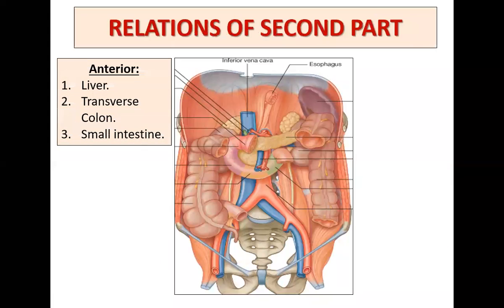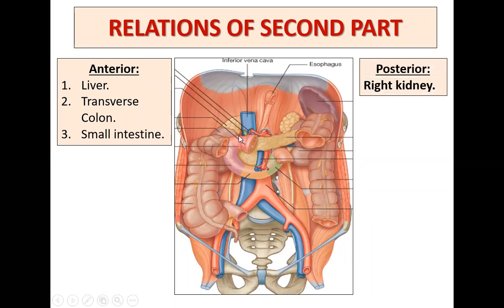Coming to the second part of the relations, anteriorly again there will be liver. Liver has been removed here so that you can appreciate the duodenum. This is the second part of duodenum. Anteriorly it is covered by the liver. Then the transverse colon. If you see here, this is the ascending colon, this is the transverse colon, which is running anterior to them. Then the coils of the small intestine, it will be filled with the small intestine, jejunum, ileum, very long part, but it has been removed so that you can appreciate the duodenum.